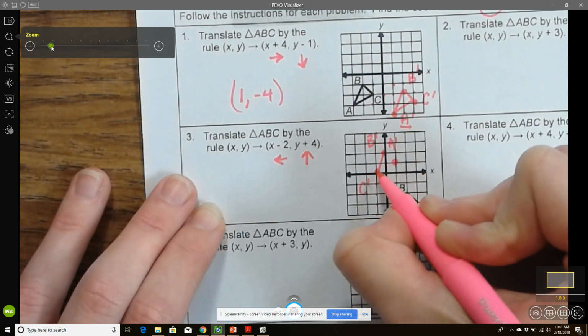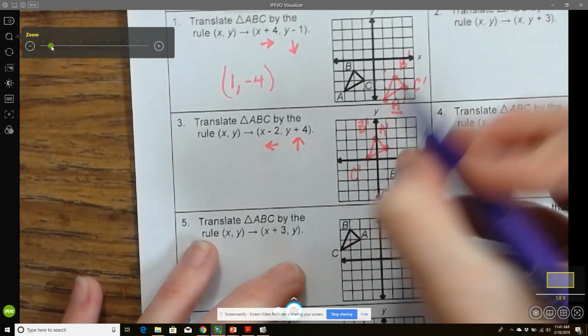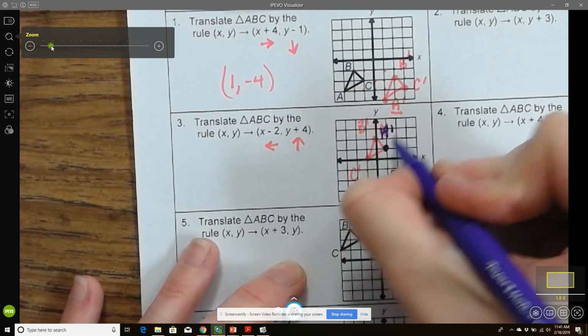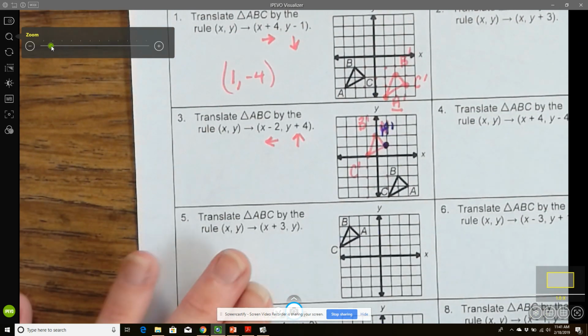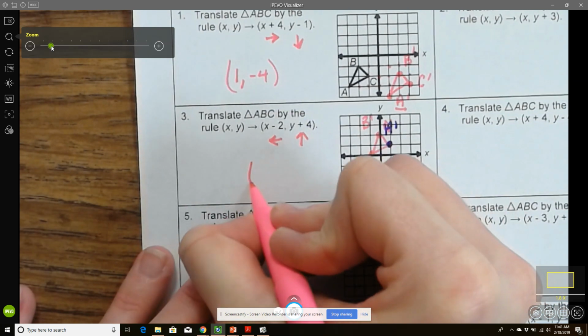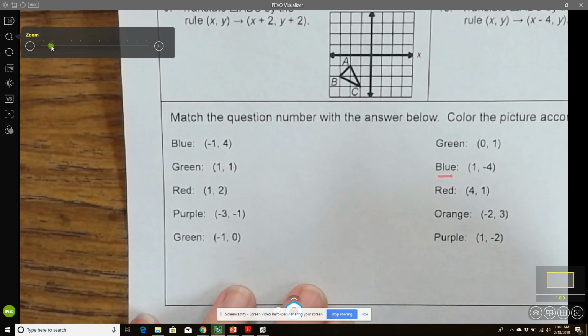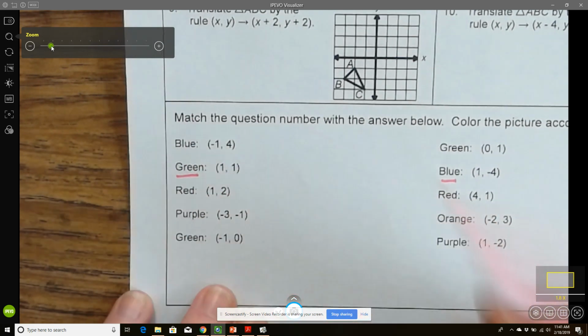So that's C prime. And the reason I tell you to label is so you make sure you know which point we're looking for. A prime, that's the one we want the ordered pair on. And so to get to A prime, I go over 1, up 1. And I can check down here. And then that one would be green.